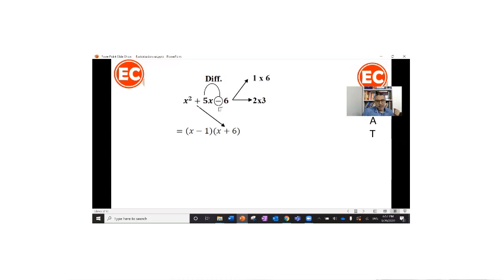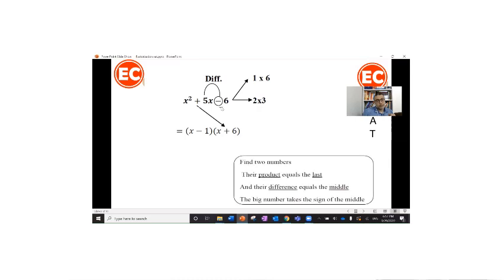So in case of negative, it's 2 brackets. One is positive and the other is negative. And the greatest number of the difference takes the sign of the middle. Find two numbers, their product equal to the last term, and the difference equal to the middle. The big number or the largest number takes the sign of the middle.